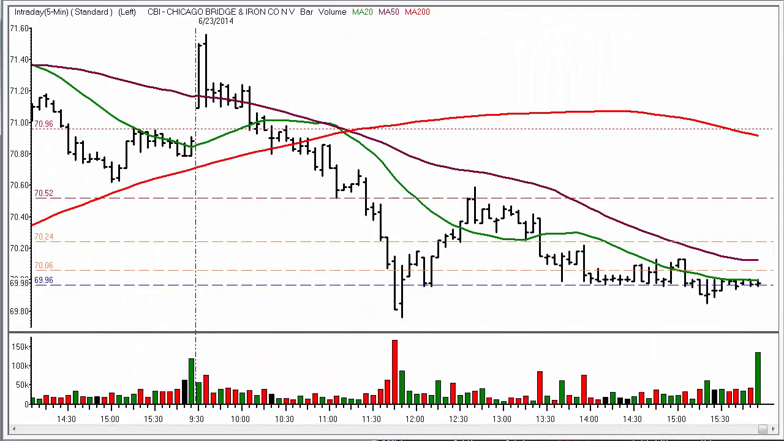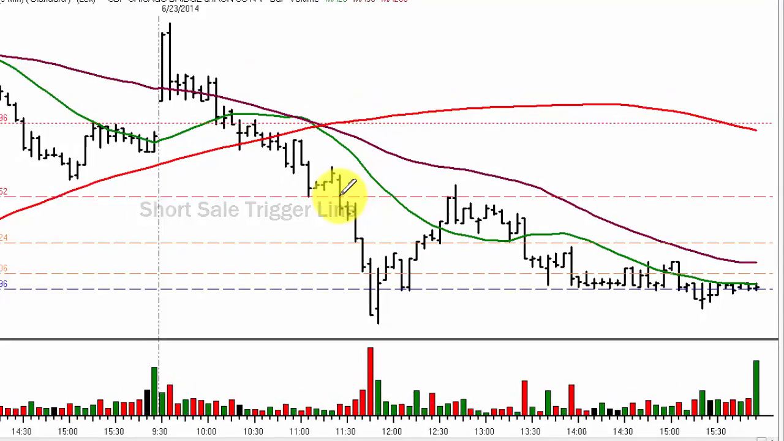Next one on the plan was CBI. So it's kind of the same scenario. These all triggered midday. And you see here, once again, once the trigger happened, there's really not that much that I need to do by way of trade management except to move my stops down.